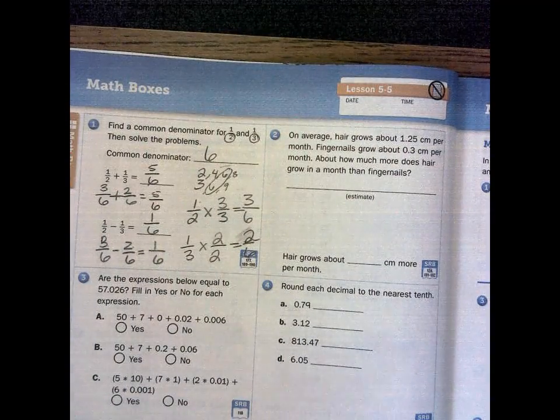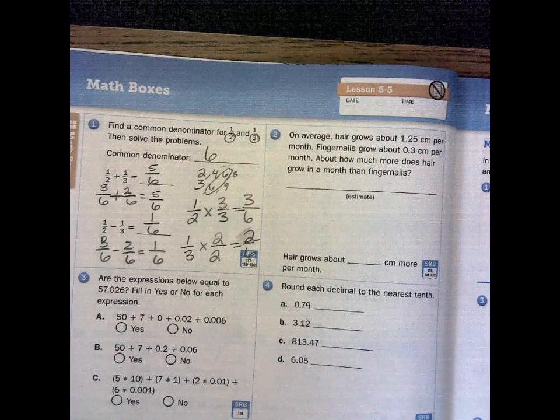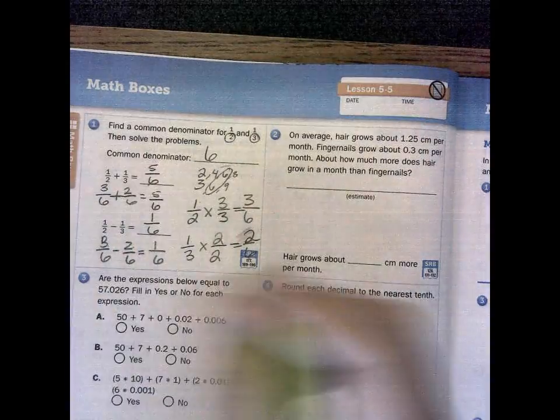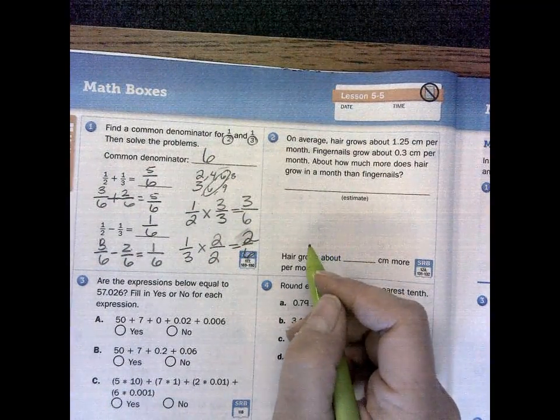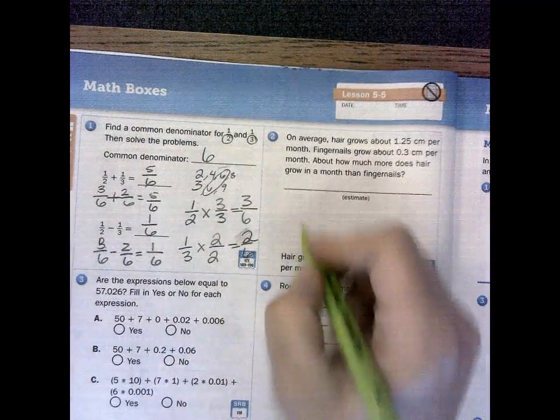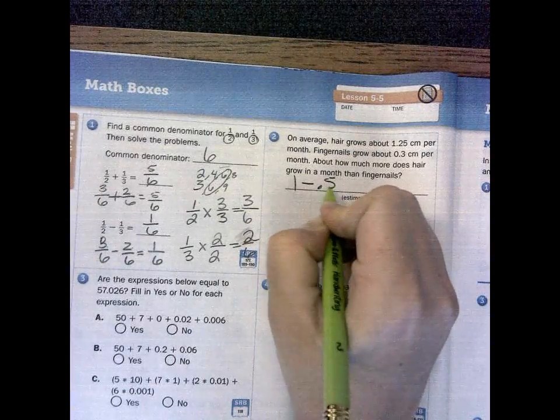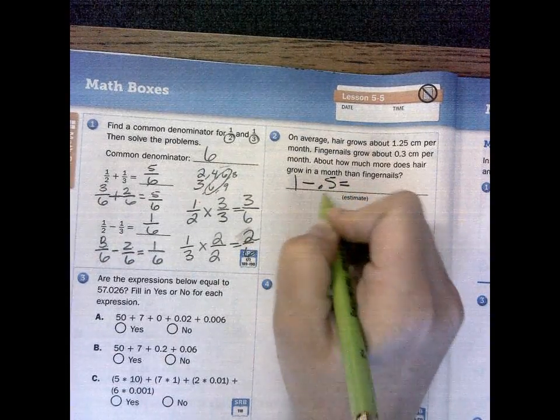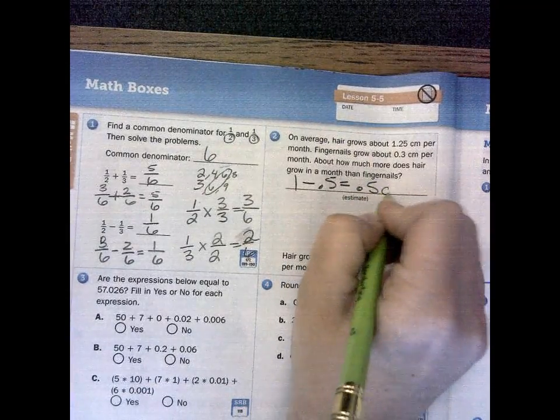On average, hair grows about 1 and 2/25 centimeters per month. Fingernails grow 3/10 of a centimeter per month. How much more does hair grow in a month than fingernails? If I were to estimate that, 1 and 2/25 is right in between 1.5 and 1, but I'm just going to go with 1. And 3/10 is very close to half. So 1 minus 5/10 is 5/10 of a centimeter.